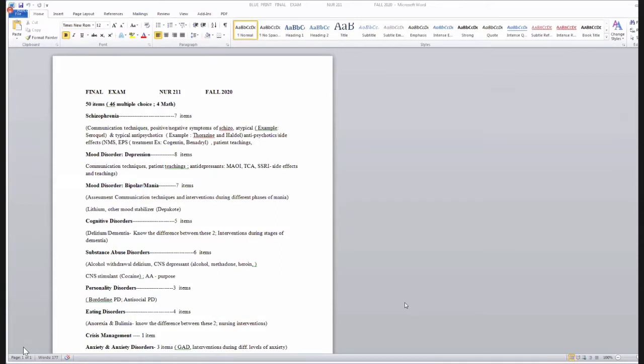Unfortunately, sometimes you have to have a behavioral contract with them, but you have to build a therapeutic alliance with them, and that's very important.